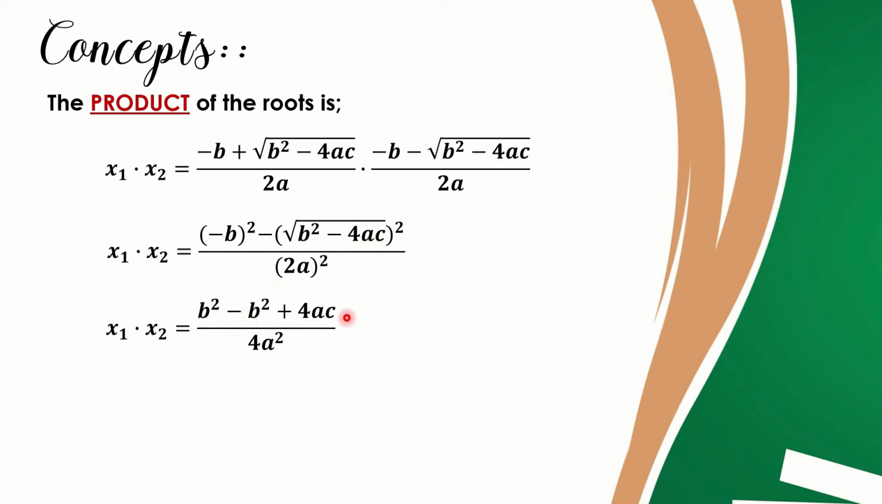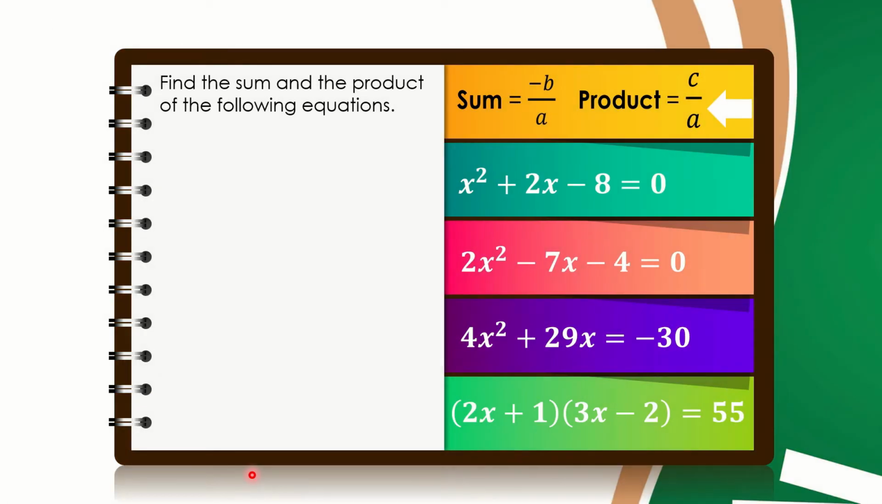So, we have this new expression. Finding the difference of b squared and b squared here, we will only have 4ac over 4a squared. Therefore, the product of the roots is c over a. So we will use c over a now in finding the product of the roots of a given quadratic equation. So let us have the following example. Find the sum and product of the following equations, using sum is equal to negative b over a and product is equal to c over a.